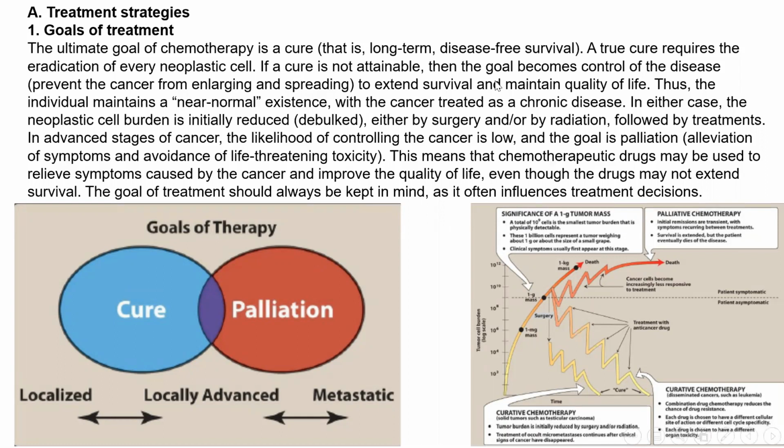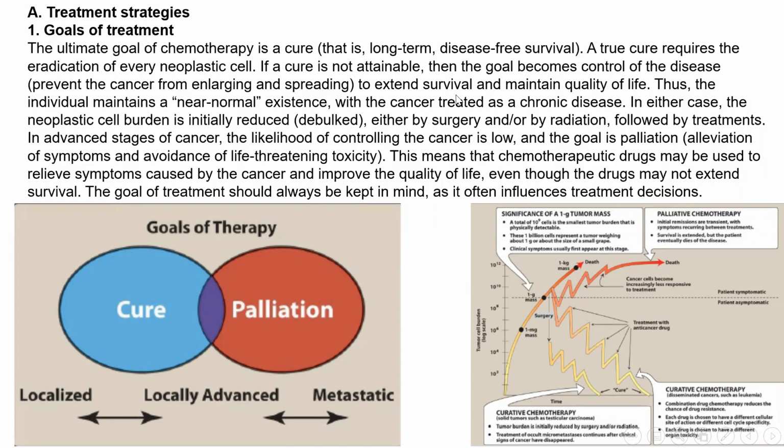And this can be achieved either by using surgery, radiation, or chemotherapy, or a combination of all these in order to eradicate every neoplastic cell. However, if we cannot reach this goal, we have to modify our goals to control the disease, prevent cancer from enlarging and spreading, improve the quality of life, and extend the survival.